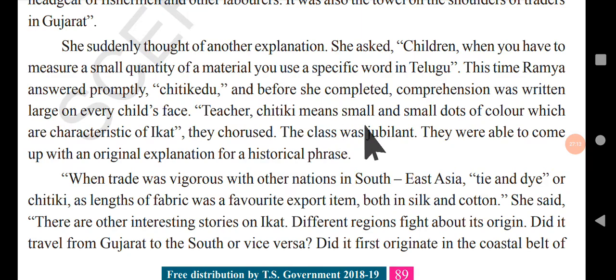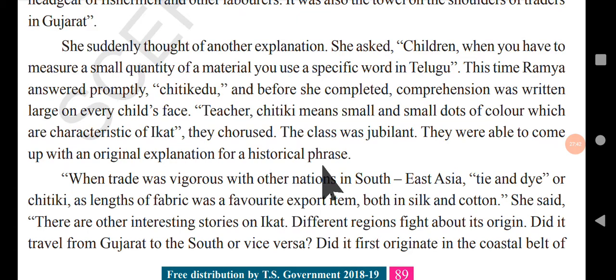She continued saying like this: teacher, chitiki means small, and small dots of color are characteristics of Ikat. The class was jubilant. They were able to come up with an original explanation for a historical phrase, Ikat. So now finally they have understood that Ikat is nothing but the small dot, which in Telugu is called chitiki, the small one. It is just like a small measurement.